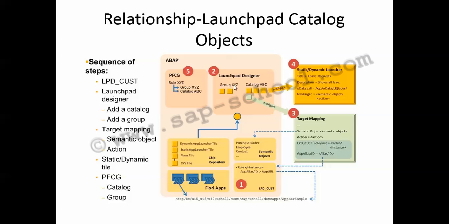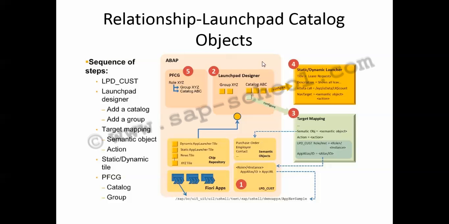Here we can see where all these steps are executed. First of all we have to call this using the transaction LPD_CUST. Once it is done, then we go into the launchpad designer. In the launchpad designer, we create the catalogs and the different groups. Once that is done, we configure the target mapping. In the target mapping we define our semantic objects and action. All these things are defined in my target mapping.